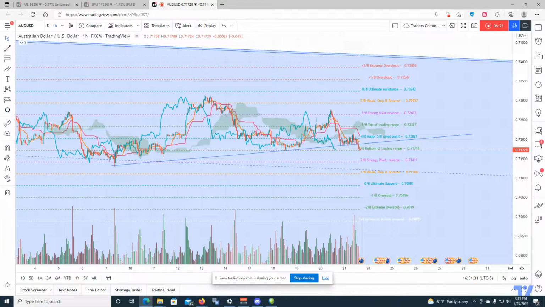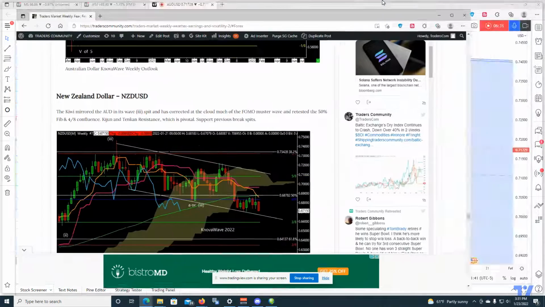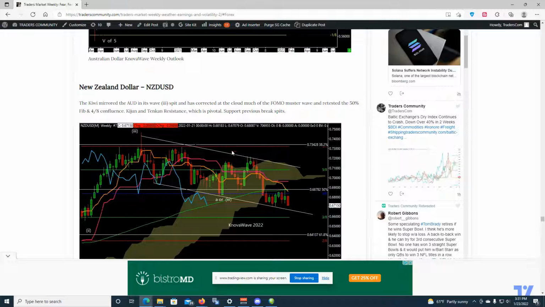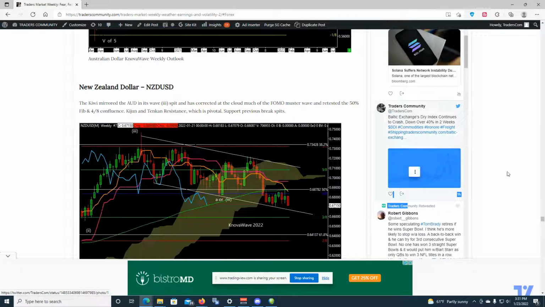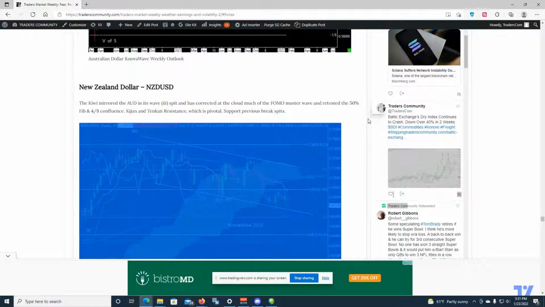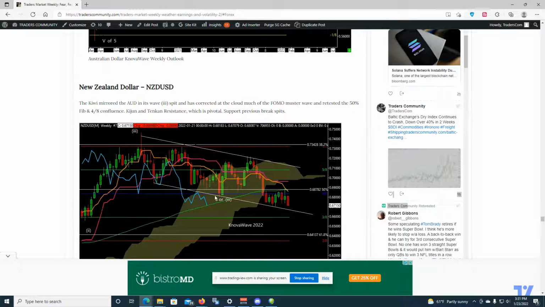And if there's any questions, just hit us up. If we move on to the New Zealand dollar, it mirrors a lot of the Aussie. Okay, so before we move on to that, you can see the distinct difference here, right? Let me just move that up a bit for you. Whoa. So you can see we have that more distinct channel.